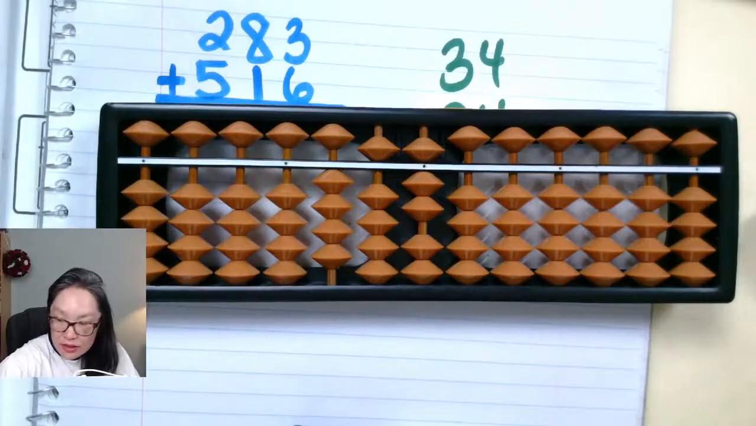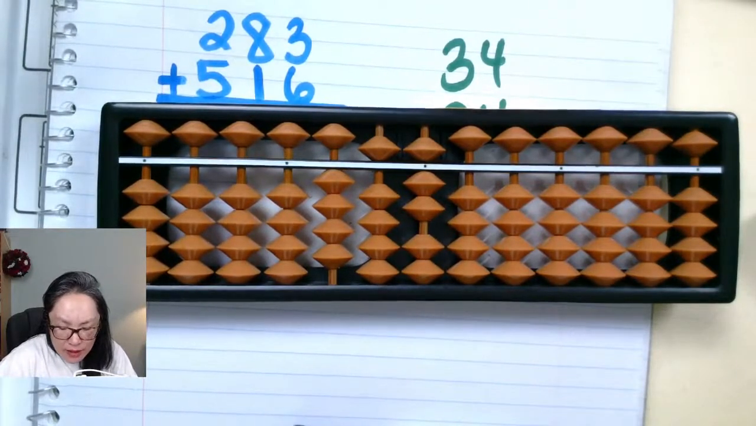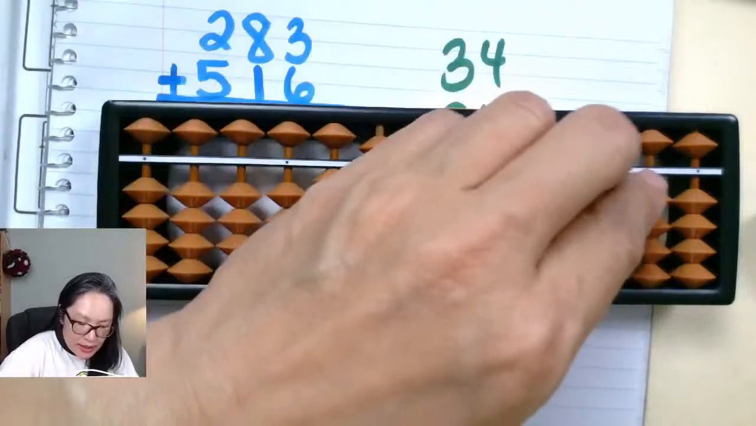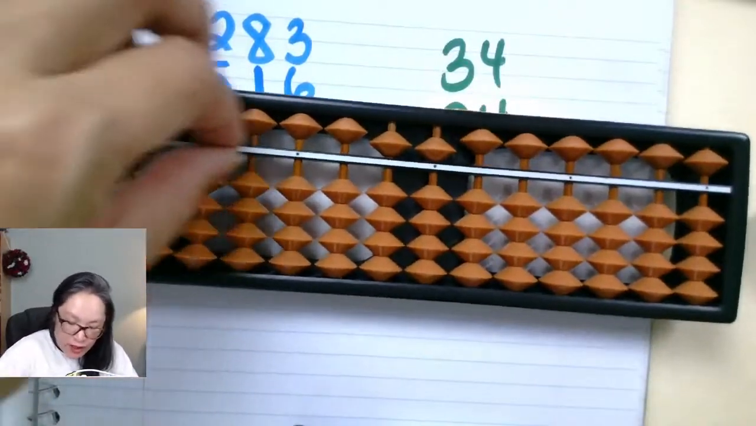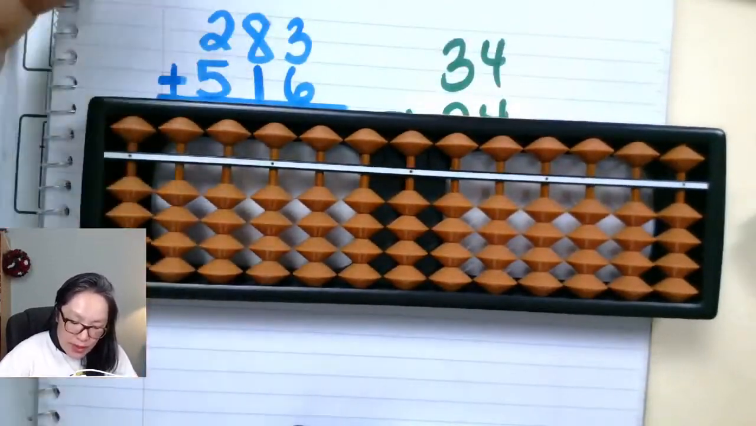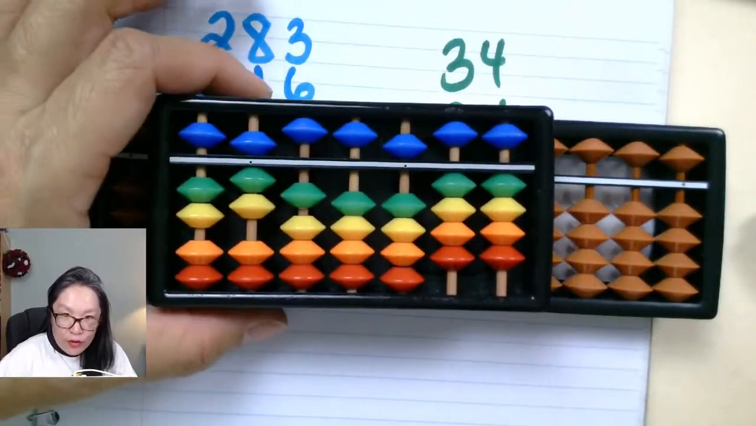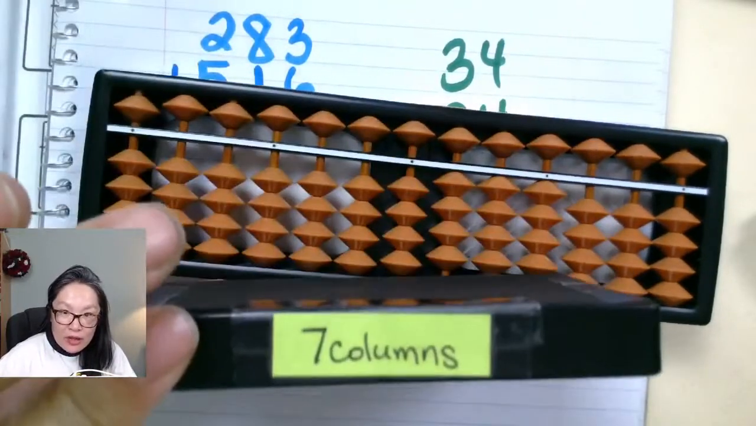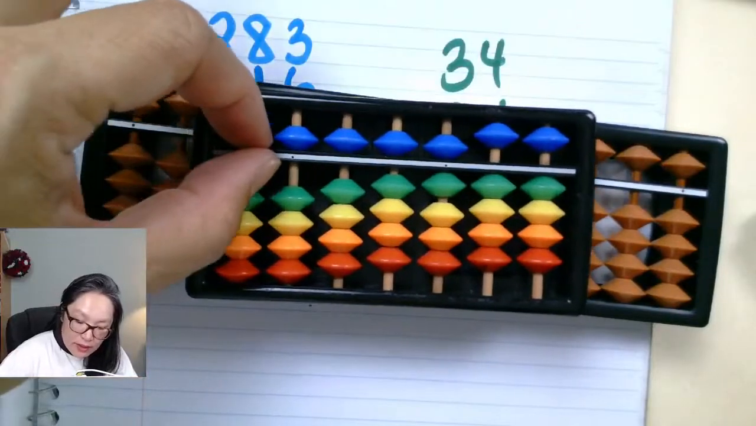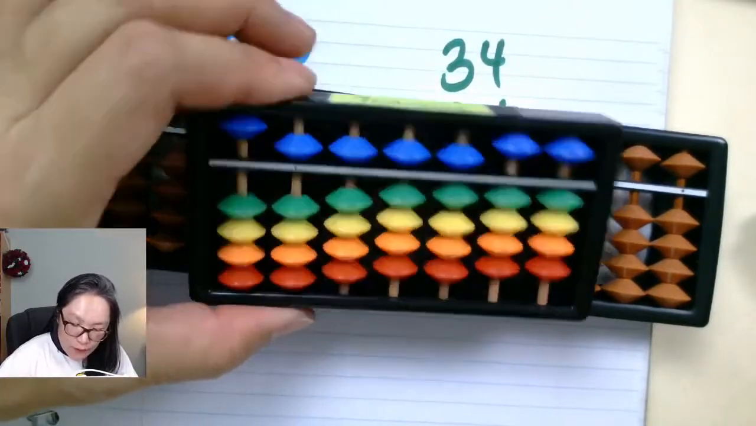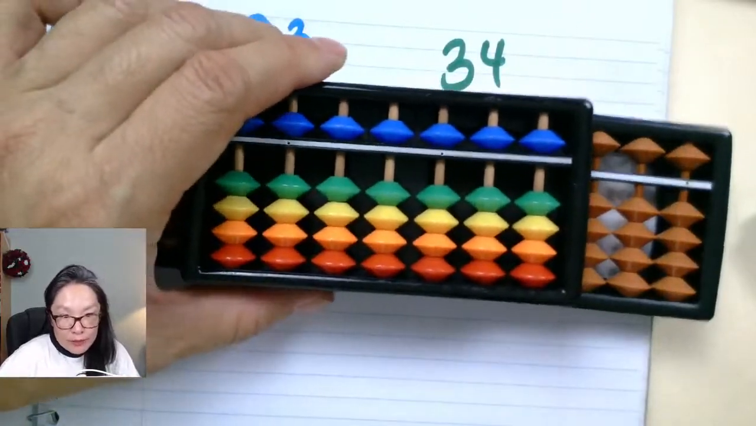Ethan asks, is a 13 column abacus recommended? It depends on who it's for. If it's for young kids, you might want to graduate them, right? For young kids, I would start them with a 7 column one because, one, the colors are pretty, and two, they like to graduate to a bigger number.